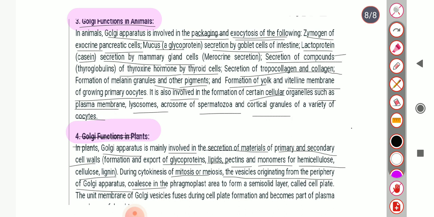Formation of lysosome. You can see their structure. Lysosomes are formed from the vesicles, and this is all about the structure and function of the Golgi apparatus. I hope you understand well.